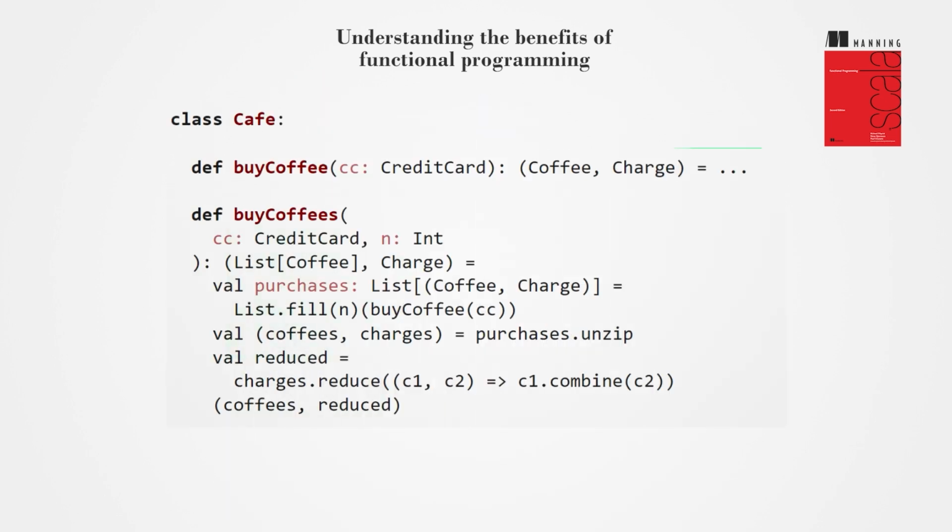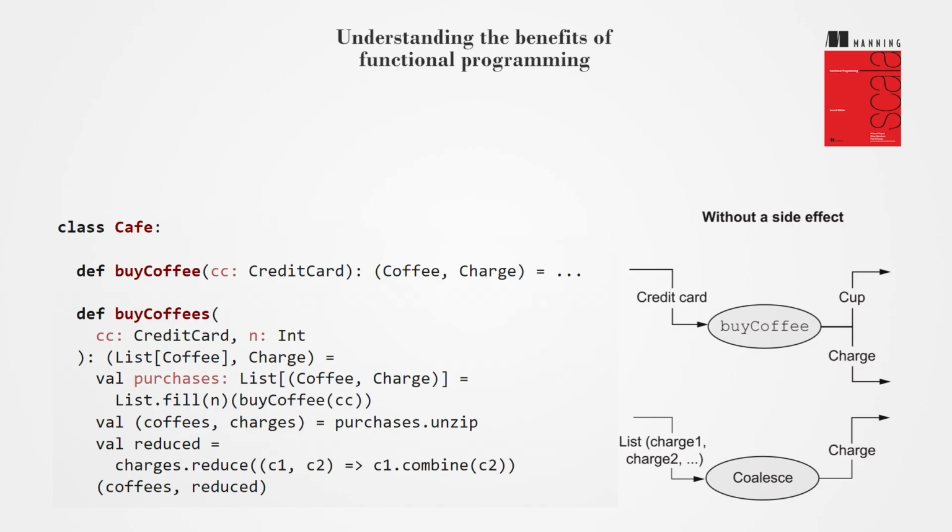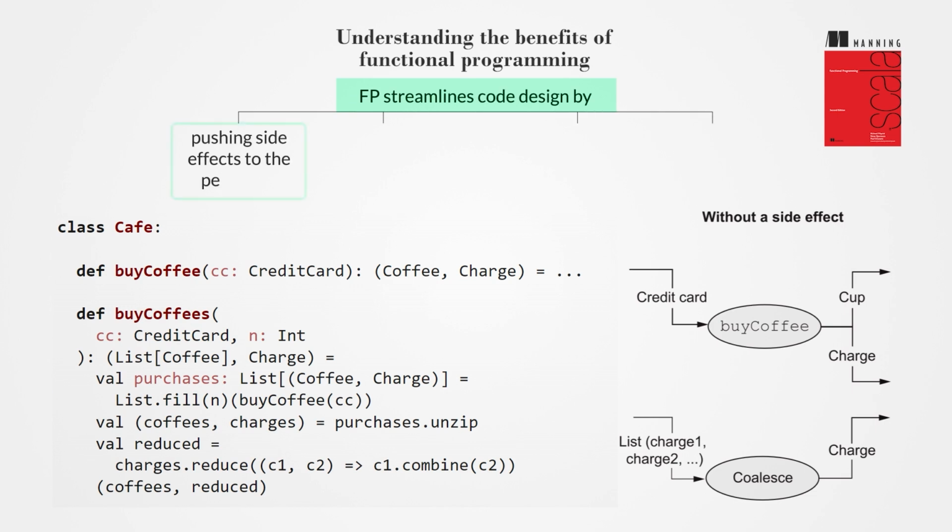The functional solution modifies the buy coffee function to return a charge object with the coffee, separating charge creation from processing. This enables a buy coffees function to handle multiple purchases efficiently, simplifying testing and reuse, and combining charges to reduce transaction fees. This approach demonstrates how FP can streamline code design by pushing side effects to the program's periphery, while maintaining a pure core, enhancing modularity, and reducing bugs.